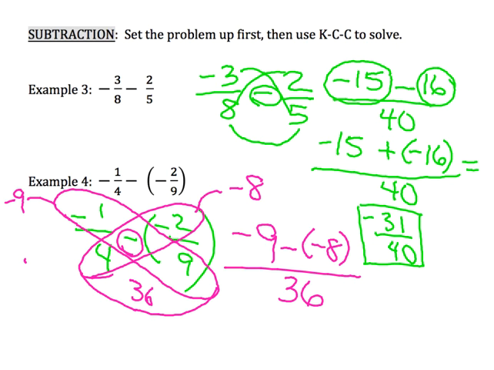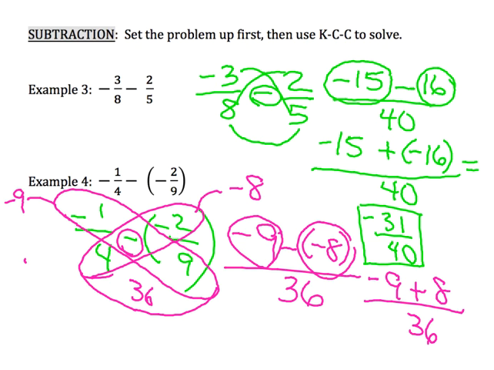Are you keeping up with us, Kamari? Okay, we're going to do keep, change, change. Negative 9 plus 8 over 36. Keep the negative 9, change subtraction to addition, change the negative 8 to a positive 8. My signs are different. Negative 1 over 36. And that is our answer.